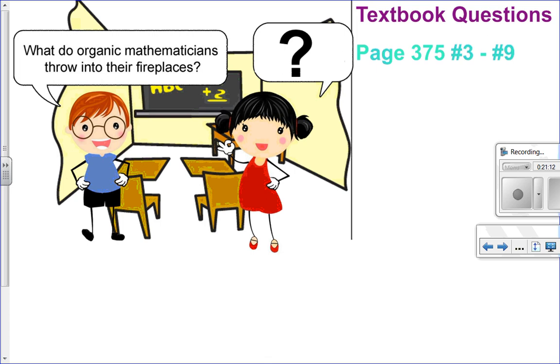So I hope that introduction of natural logs helped you out and made sense. And I just want to end by asking you this question. What do organic mathematicians throw into their fireplace? Well, hopefully after this lesson you know the answer would be natural logs. Natural because they're organic, of course.